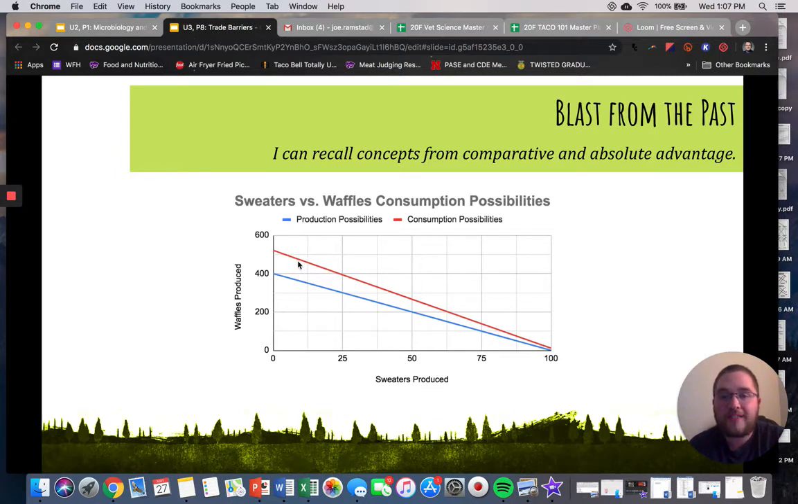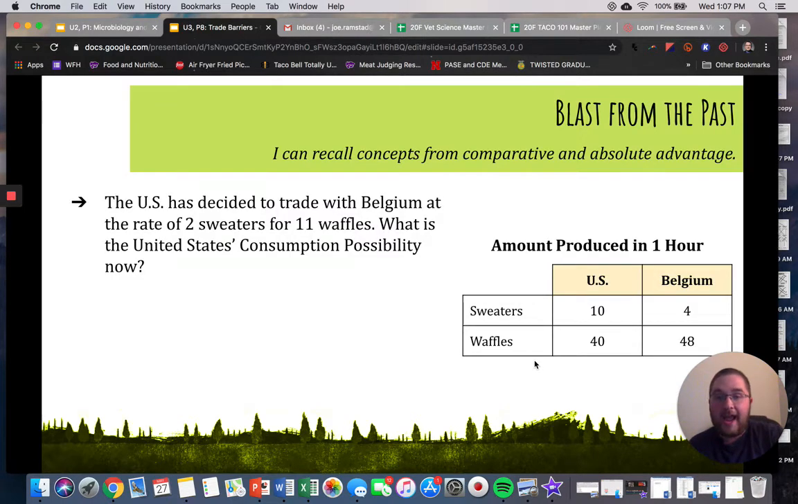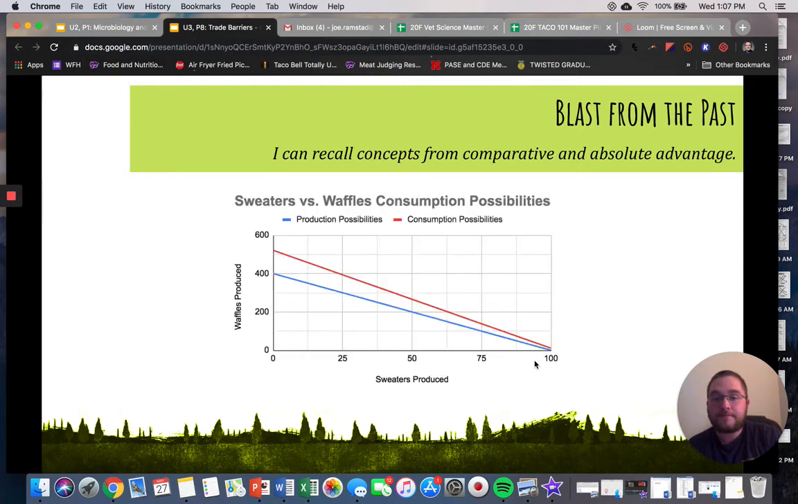Notice too how these lines start to get closer and closer together. That's because as we trade more sweaters, we're getting more waffles in return. And as we decide to trade fewer and fewer sweaters, that means we're going to get fewer and fewer waffles in return. Okay, so hopefully this makes some sense. This should all be review from yesterday. If this is confusing you or you don't remember this, maybe go back to yesterday's presentation to get a little refresher or work on some practice problems.